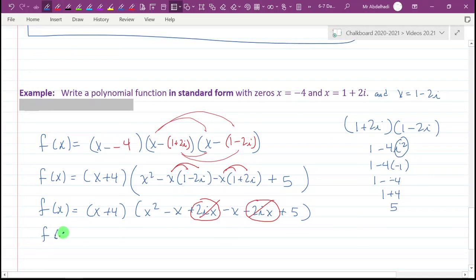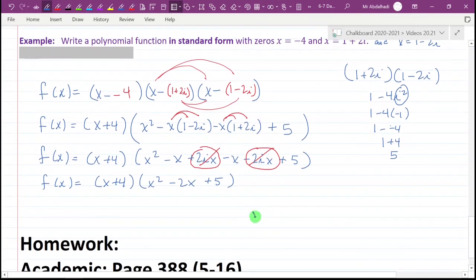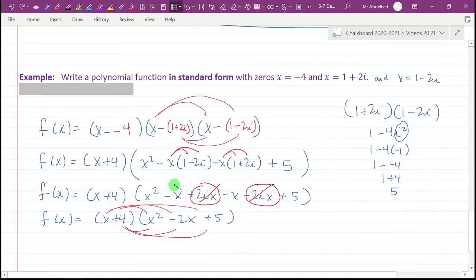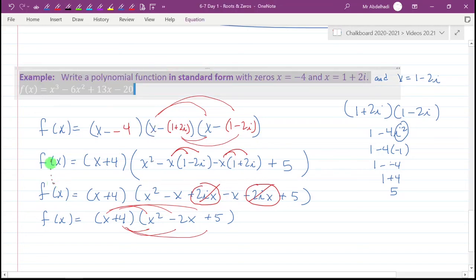So what do I have now? X plus 4. This is x squared. I have a negative x, another negative x. So that's negative 2x, and I have a plus 5. Now the last thing to do is to multiply this times this, so you're going to have to distribute the x by all these and the 4 by all of these. Since we're running a little bit long on the time here, I'm just going to show you what happens when you do that. You get this polynomial up here, and that's going to be your final answer.